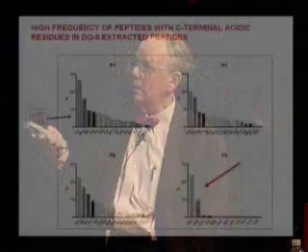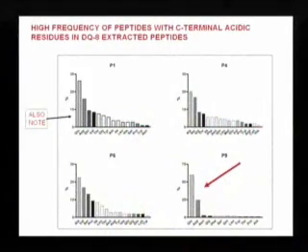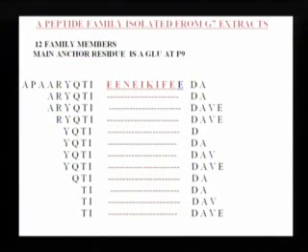And with DQ8 it's exactly the same. It's glutamic acid and aspartic acid. And again, you have the high preference of them. With DQ8, you also have a preference for some acidics at the first binding site, at the P1 anchor site. And here's an example then of some of the peptides you actually isolate.